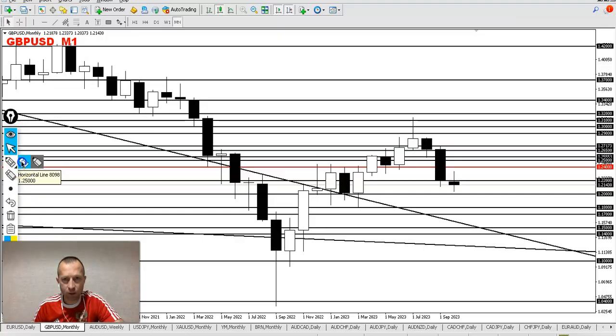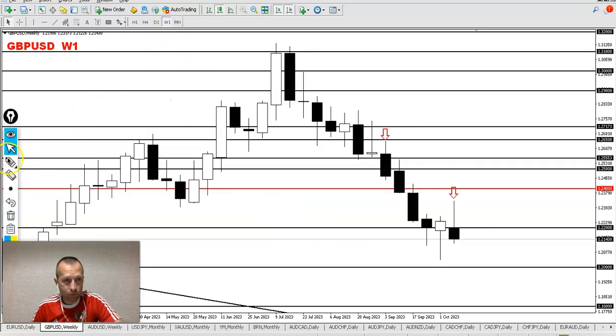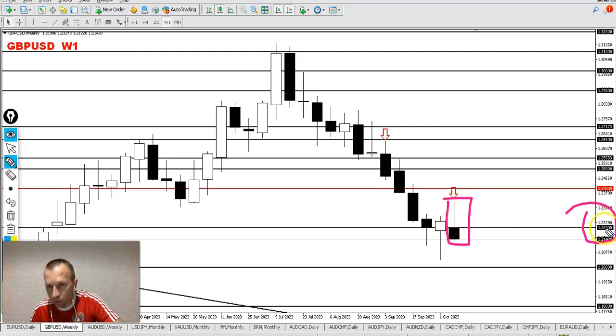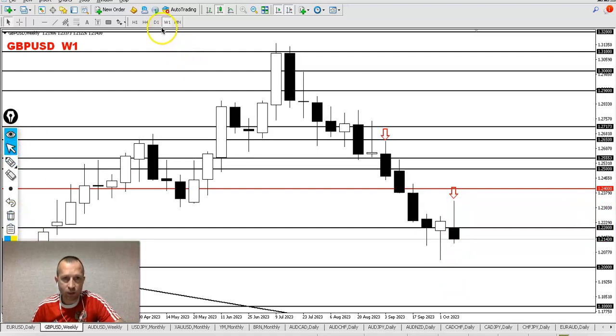GBPUSD, it's almost the same picture. Bearish September, now it's already bearish as well. And let's switch to the weekly. On the weekly, you see it's almost identical compared to the EURUSD, the same picture, perfect pin bar reversal signal on the weekly time frame, closed below 1.22, and with potential still a lot of room to the downside.